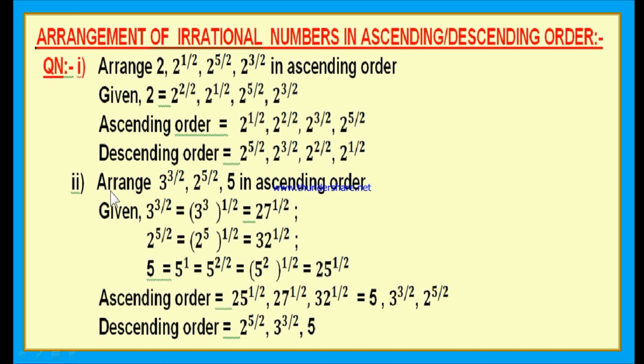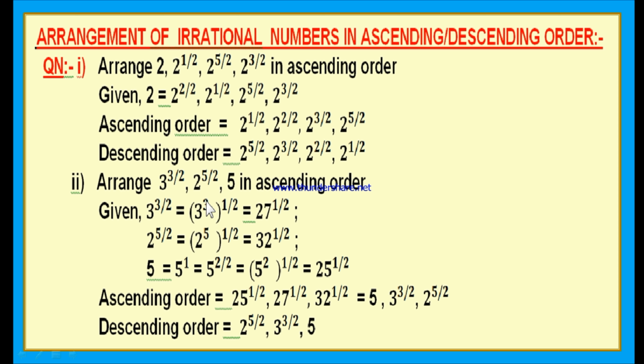Now let us see another question. Arrange 3 power 3 by 2, 2 power 5 by 2 and 5 in ascending order. In the previous case, all the bases were the same. Now here the bases are different. Again we are given the first value as 3 power 3 by 2. This 3 power 3 by 2 can be written as 3 cube to the power 1 by 2.